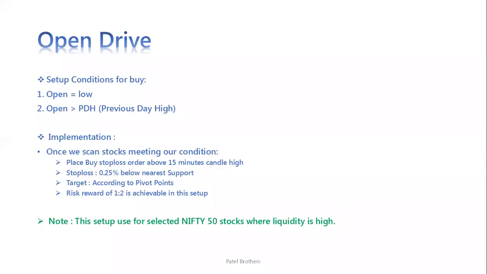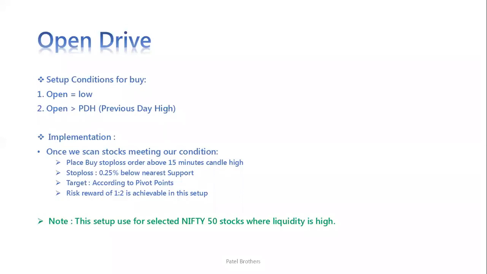Even though it is opening out of the range, open is equal to low is still coming, which means even though the stock has changed the range, there is buying demand. So there is a demand for the stock. Some fundamental or technical change has come overnight in the stock. That's why it has gapped up, and even after the gap up there is demand in that stock.